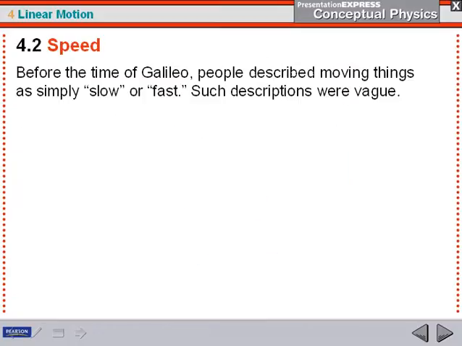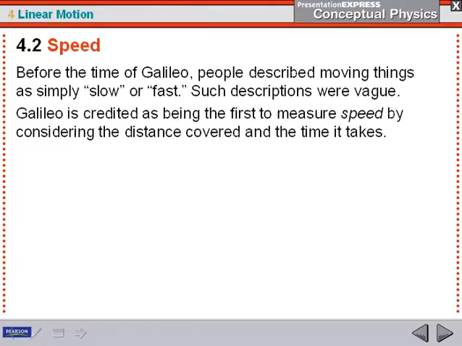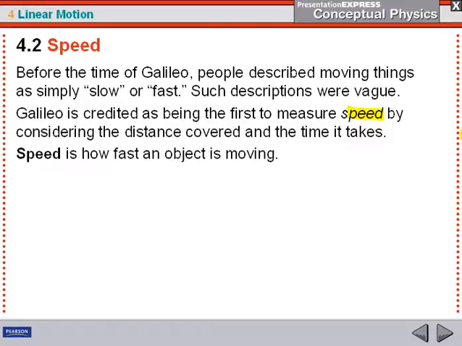Now, when Galileo was alive, people usually described things very vaguely with words like slow or fast. And Galileo is credited as the first one to actually measure speed, considering how far something travels and the time it takes to travel that distance.